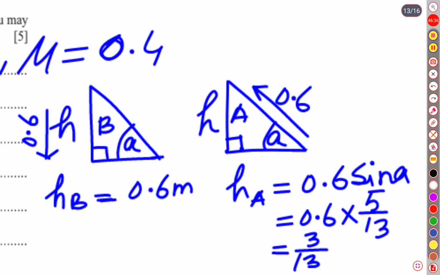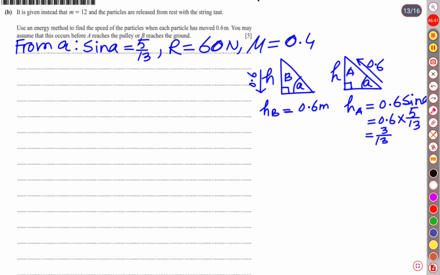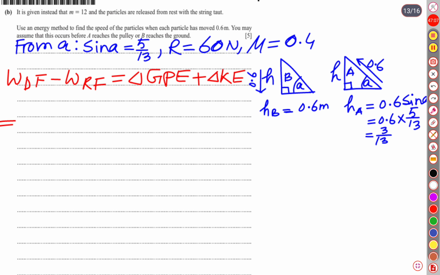Well, now we can start our solution, as we do have all of the components. So let us write: work done by driving force minus work done by resistance to motion is equal to change in GPE plus change in KE, kinetic energy. Now, actually there is no driving force because the particles were released from rest. So driving force is 0.